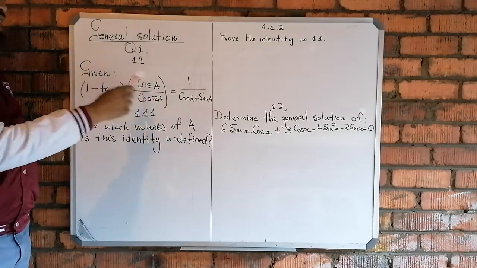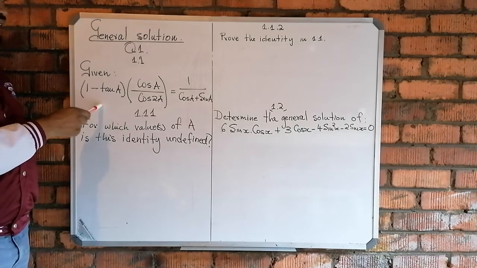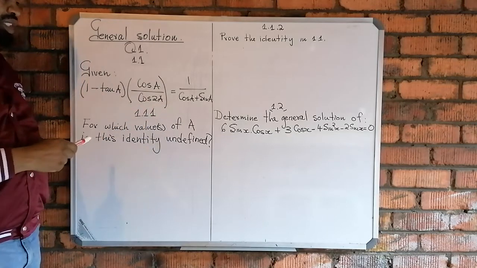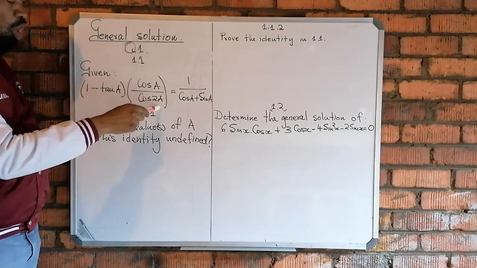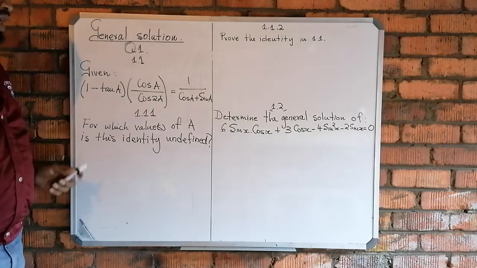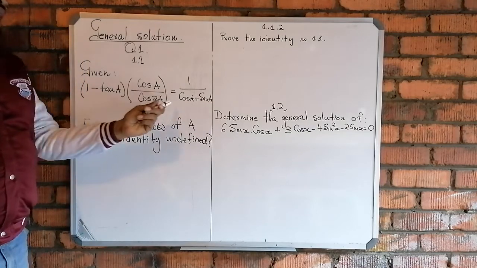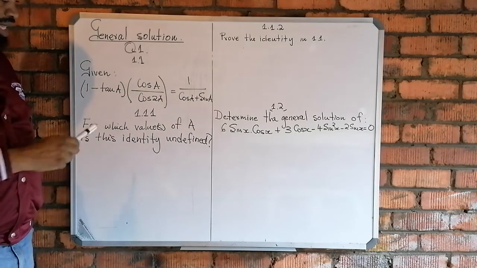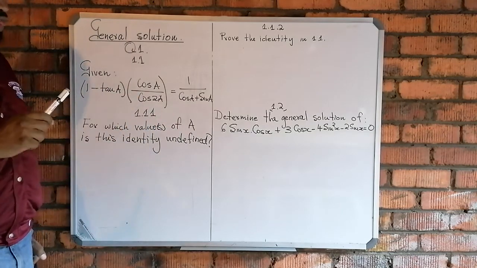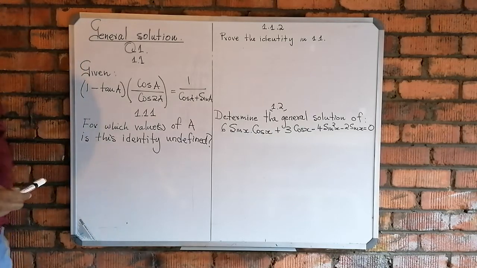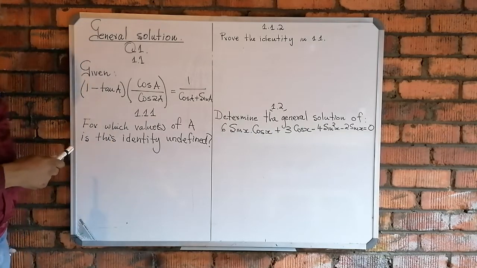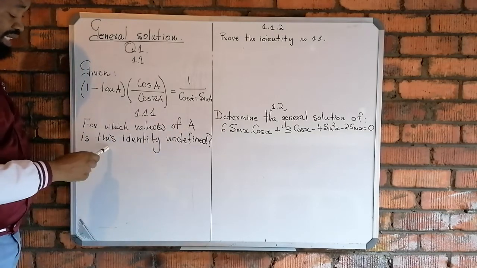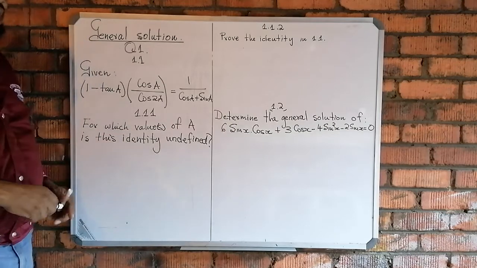Now, if you look at this identity, you will see that it has fractions. If we are having fractions, it means that not all values of the angles will be correct to substitute for this particular identity, meaning the identity will be true only for some values of A. Now, look at the first question. For which value or values of A is this identity undefined?